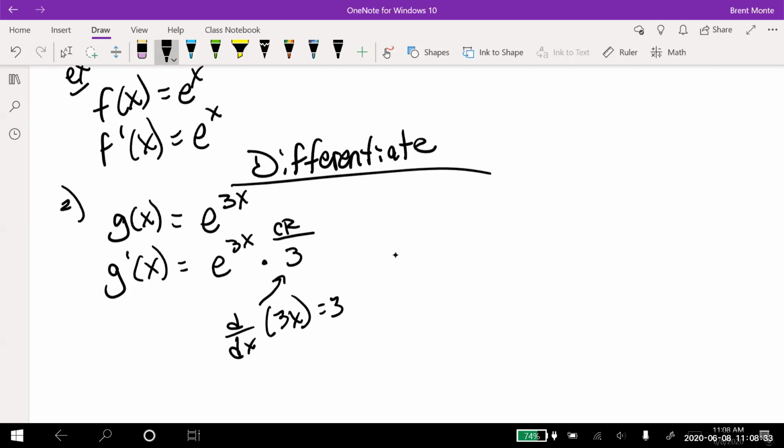That's where that piece came from. And so usually we write it just as 3 e to the 3x. And so it comes out real quickly. It's a little bit different than it started because the chain rule gave us that multiplied by 3.